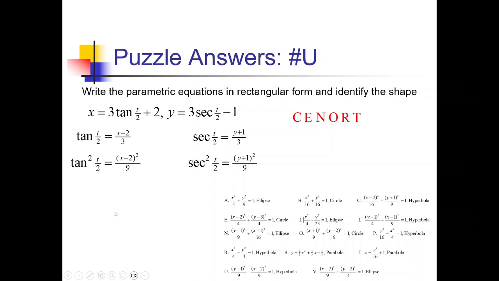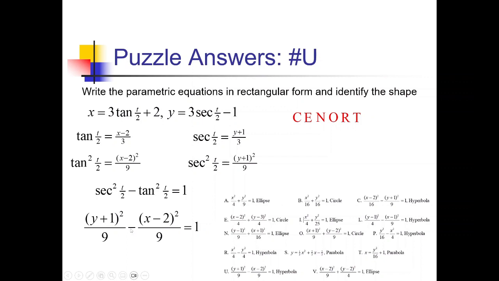I'm going to use secant squared minus tan squared equals 1. So we have the x minus 2 squared over 9. Actually, no, we'll do the y plus 1 squared over 9 minus the x minus 2 squared over 9. It's secant squared minus tan squared. There we go. We have to make sure we get the order correct because we have subtraction, so I can't just write these in any order I feel like.